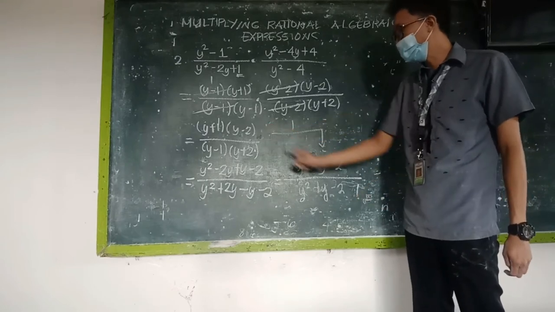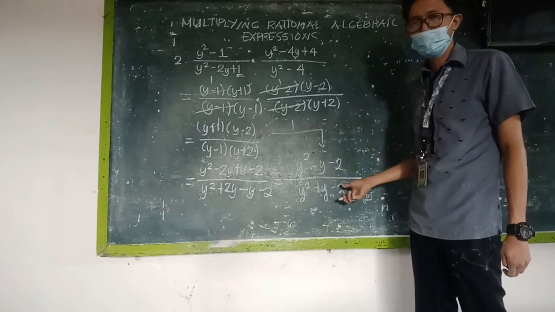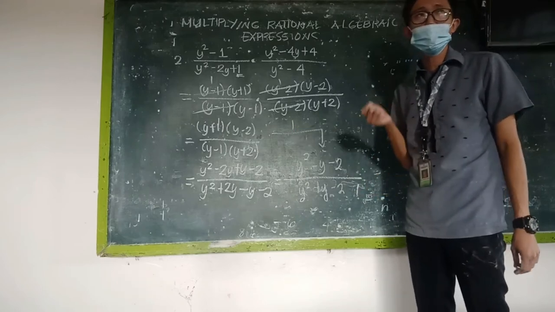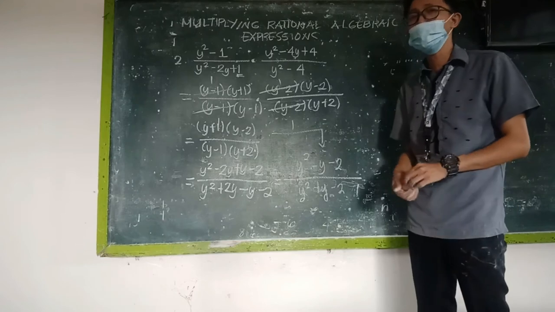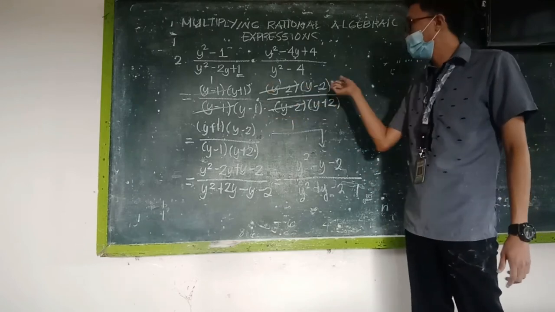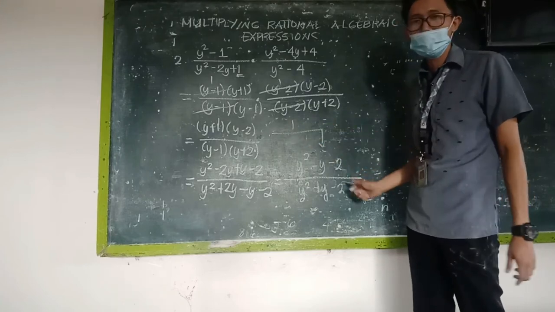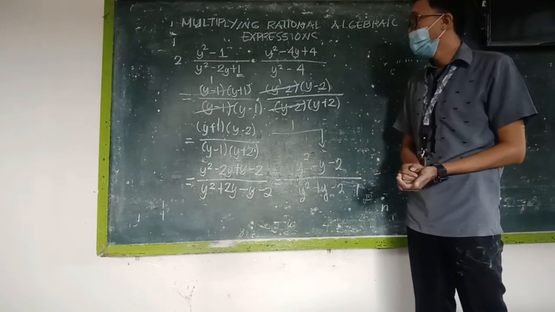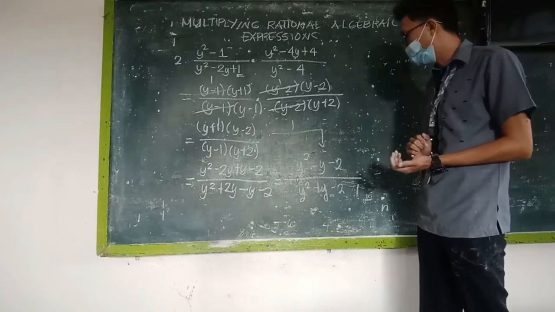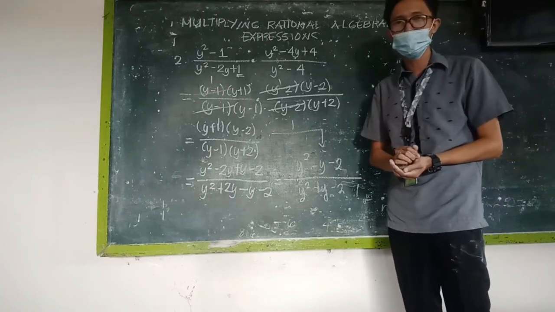Ito nasa factored form, ito yung pinaka-product form natin. So, both of them are actually correct. Both of the equations, both of the solutions, both of the answers are correct. Ito is pinactor na natin, kinuha lang natin yung factor. Then ito, yung multiply na natin yung mga factors. So the answer when we multiply this expression is y squared minus y minus 2 all over y squared plus y minus 2.